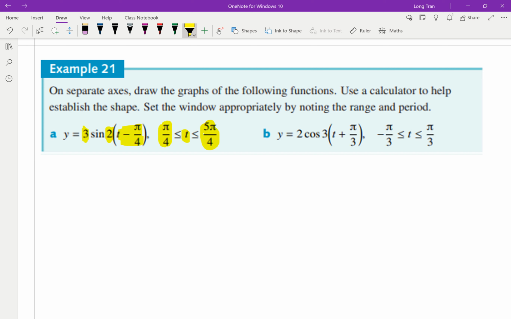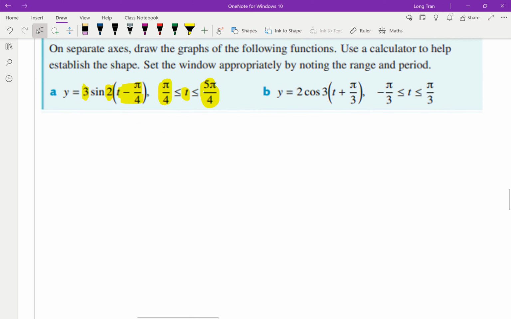Now, what do they want you to do? On separate axes, draw the graphs of the following functions. Use a calculator to help establish the shape. Don't. I'm going to teach you how to do this by hand, and I'm going to teach you what we call the quarter cycles. Okay, so what do I mean by quarter cycles?